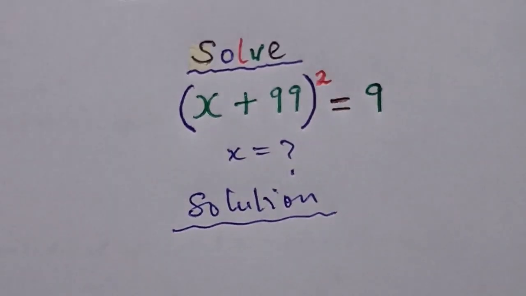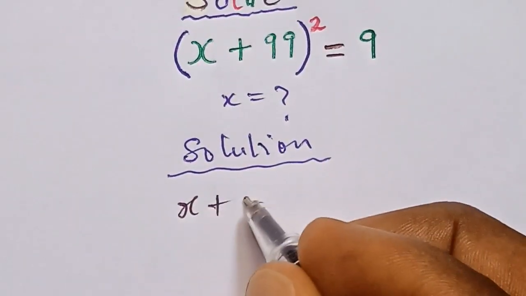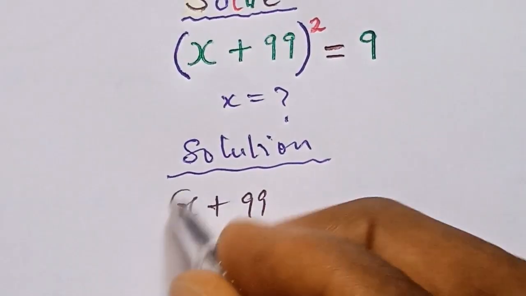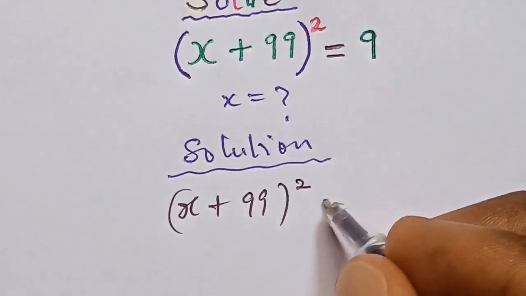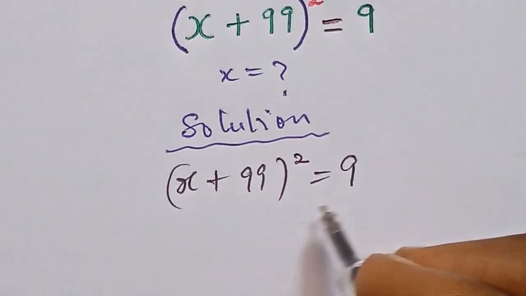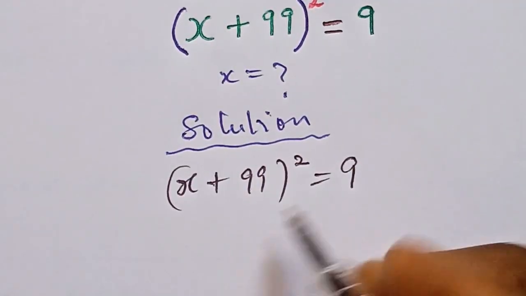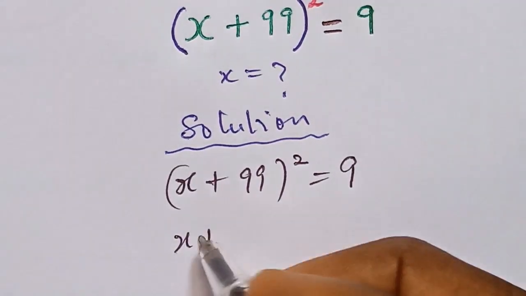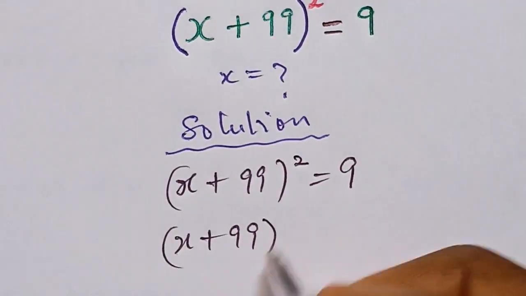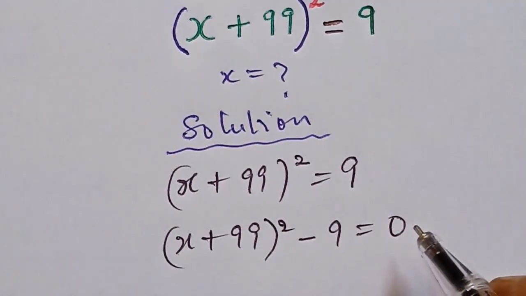So over here, we need to solve for the value of x. From our question, (x + 99) to the power of 2 equal to 9. First things first, let's move this 9 over to the left hand side. (x + 99) to the power of 2 minus 9 equal to 0.